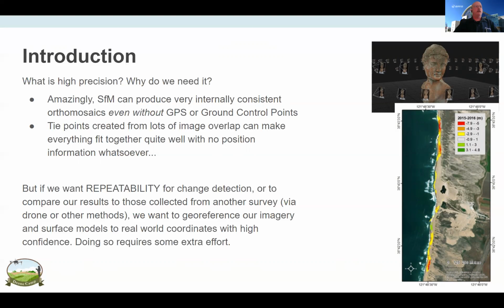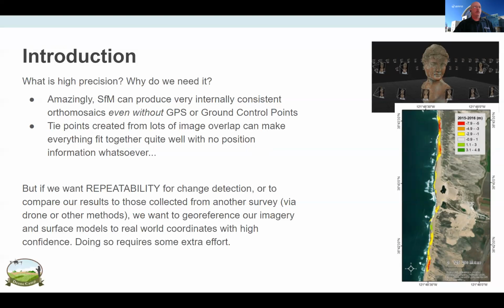It will lack real world coordinates, it will lack scale, it may have strange orientation, and in some cases it may be distorted a little bit. But the fact that the software relies on automatically created tie points from identified pixels in overlapping images, and it creates thousands of those tie points, it can actually make a very internally consistent 3D model from images that have no position at all. But we want to reference our mapping products to the real world.